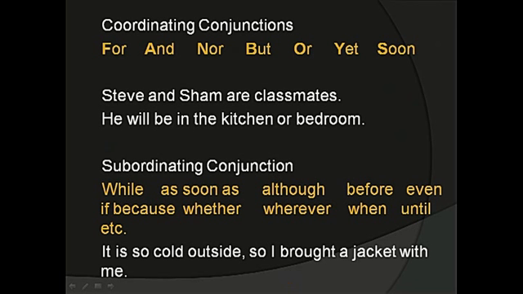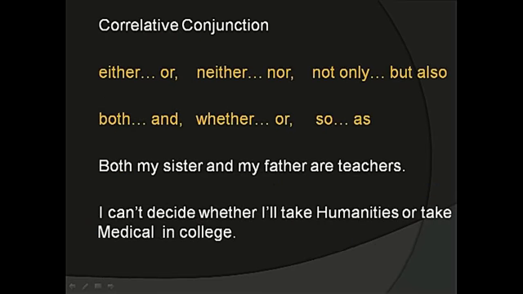Coordinating conjunctions. They are for, and, nor, but, or, yet, so. Steve and Sham are classmates. What is and? And is a conjunction. Subordinating conjunctions: while, as soon as, although, before, etc. Correlative conjunctions: either or, neither nor, not only but also, both and. These are some of the examples of correlative conjunctions.